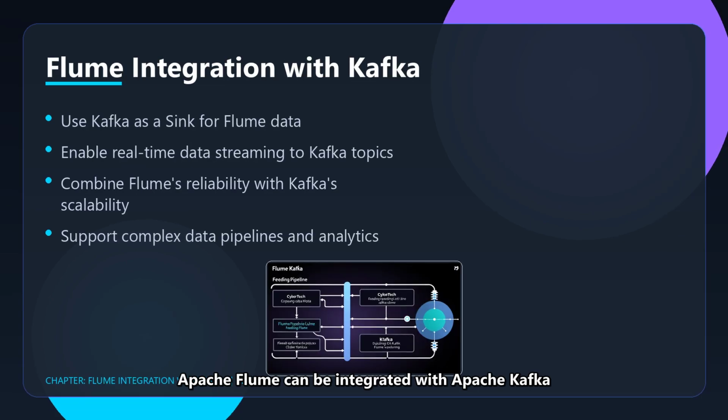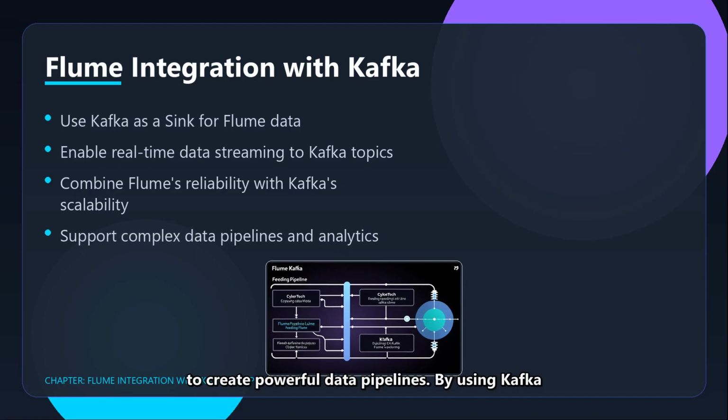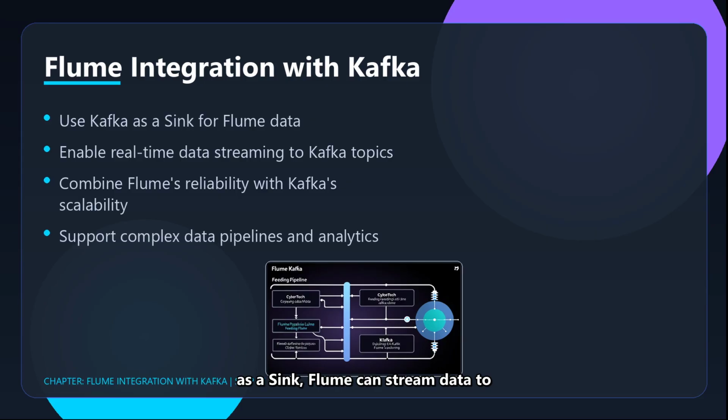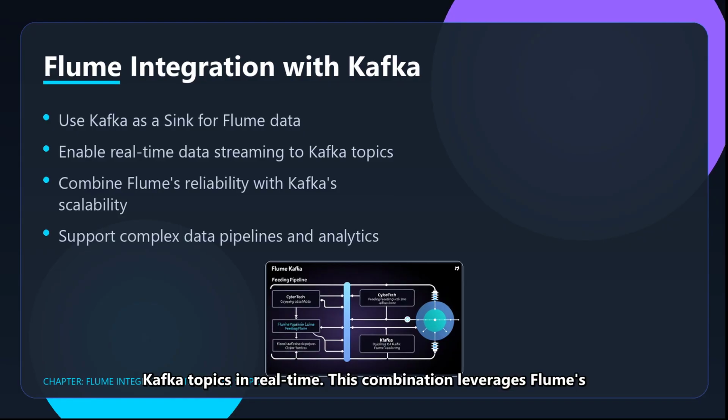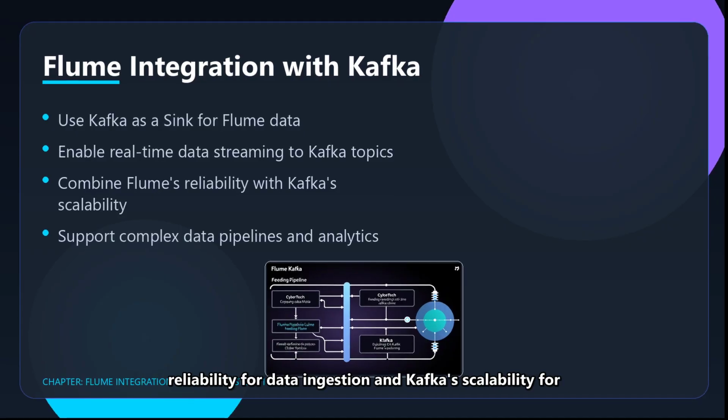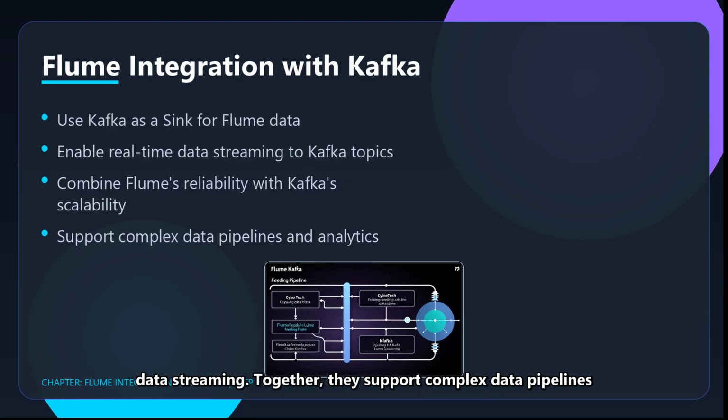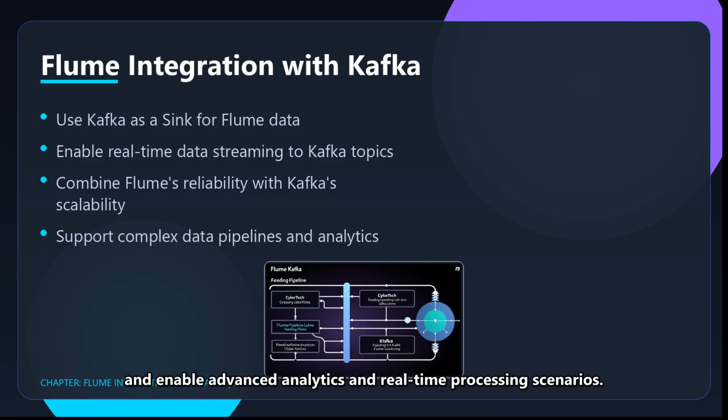Apache Flume can be integrated with Apache Kafka to create powerful data pipelines. By using Kafka as a sink, Flume can stream data to Kafka topics in real time. This combination leverages Flume's reliability for data ingestion and Kafka's scalability for data streaming. Together, they support complex data pipelines and enable advanced analytics and real-time processing scenarios.